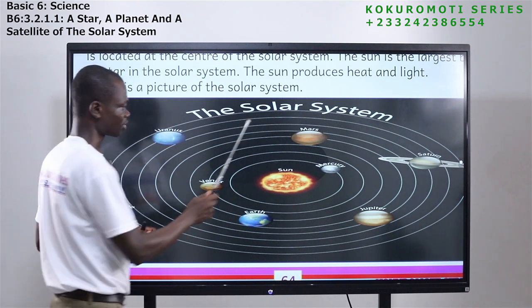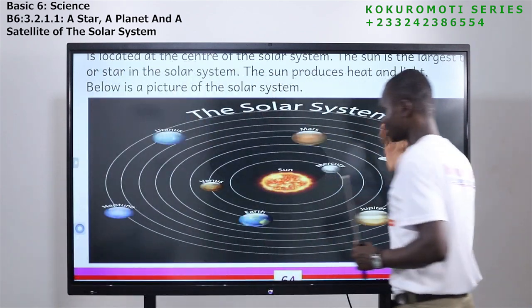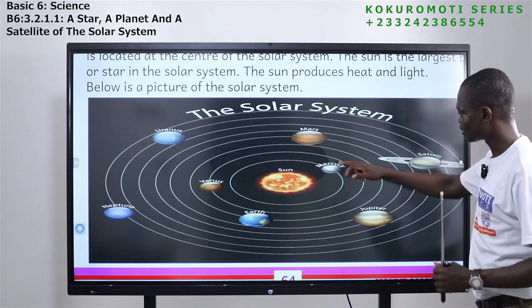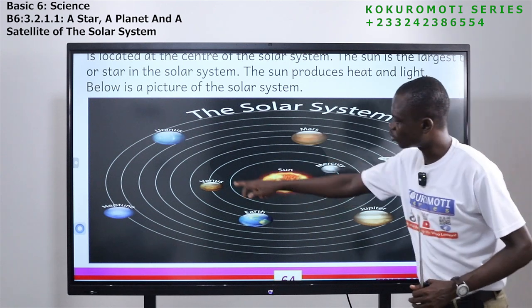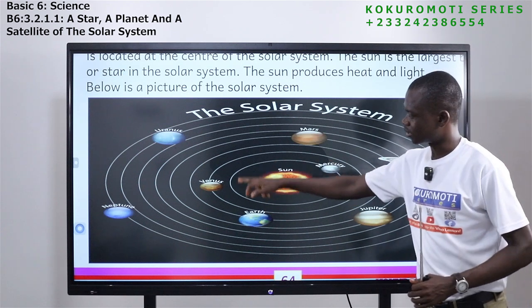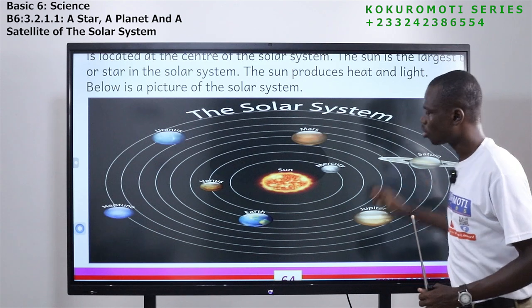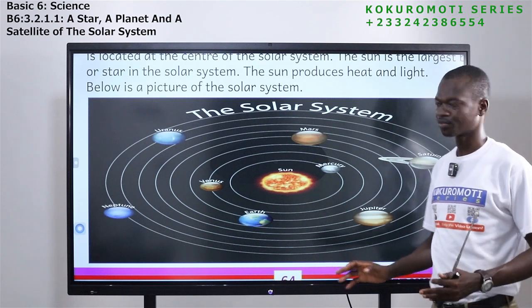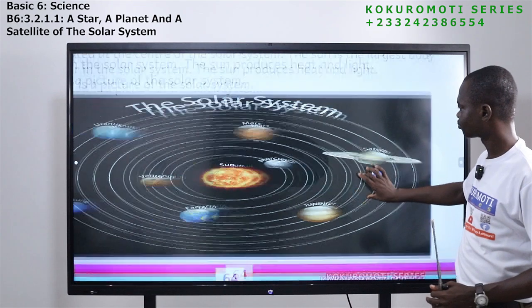Now from the sun, the first planet is Mercury. So it means Mercury uses only this part. We call it orbit. Orbit is the path along which the planets move. So all the 8 planets, they have their orbits. Okay, so this is the solar system for you.